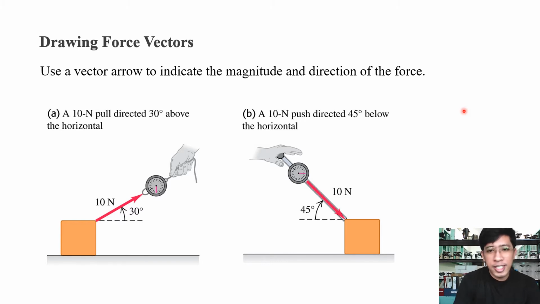As you can see, since the force here is applied towards the box at 45 degrees, the arrow is pointed towards the box here. Whatever the direction of your force vector is, that is also the direction of your arrow. This is the same concept we learned in lesson 1 on vector quantities.